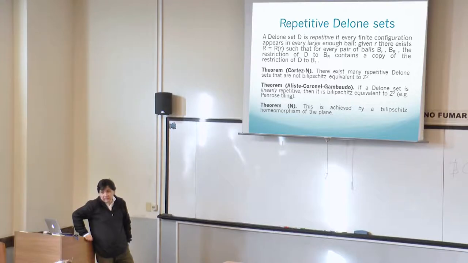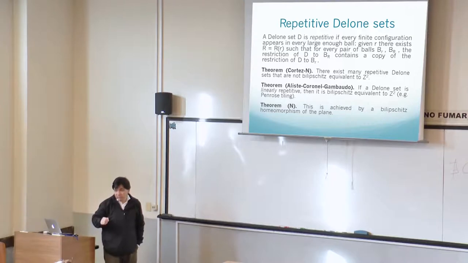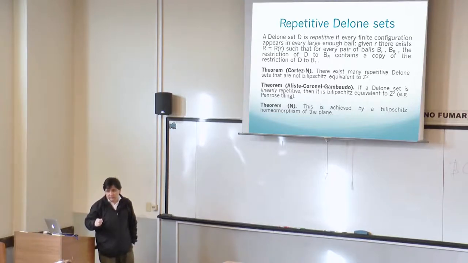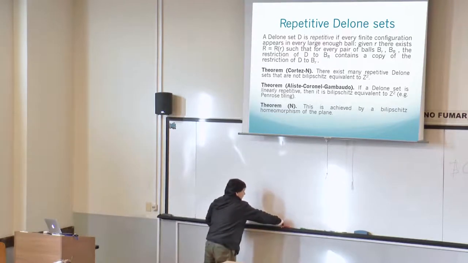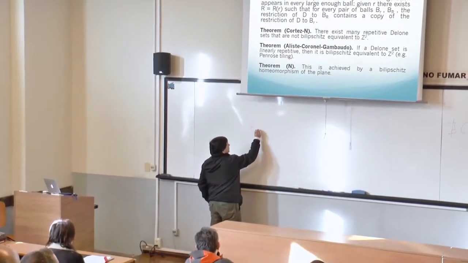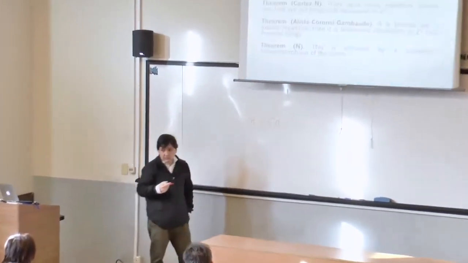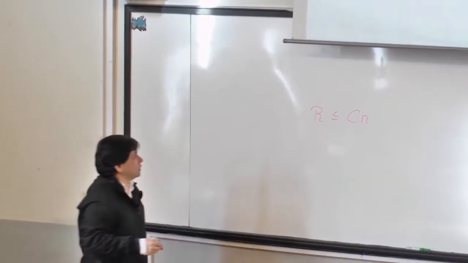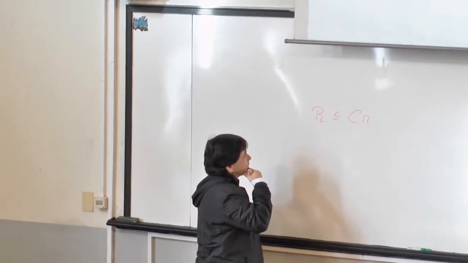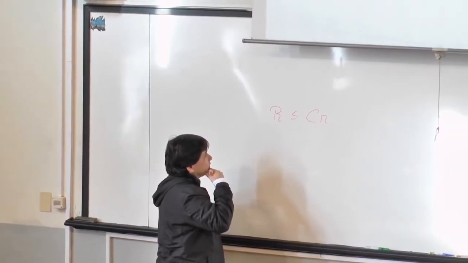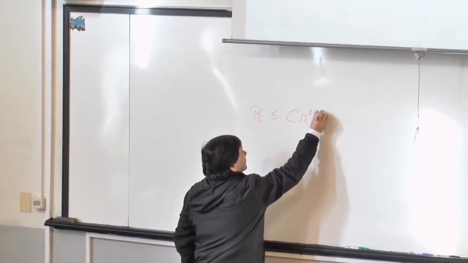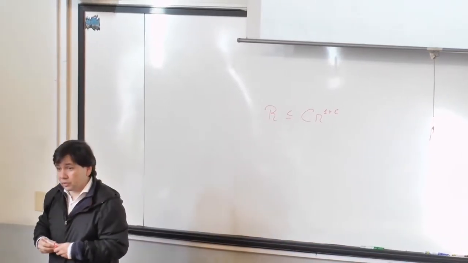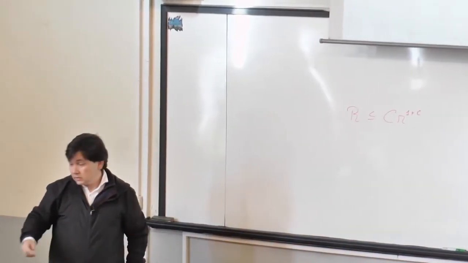Linearly is the relation between small r and capital R. No, linearly means bounded above by a linear function. So it is something like capital R is smaller than a constant times small r. It is just this. But if you change the condition by, say, 1 plus epsilon, then the theorem is no longer true.